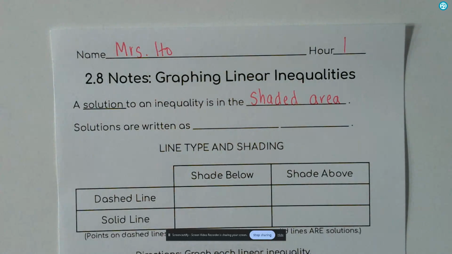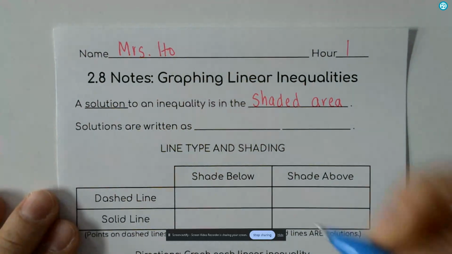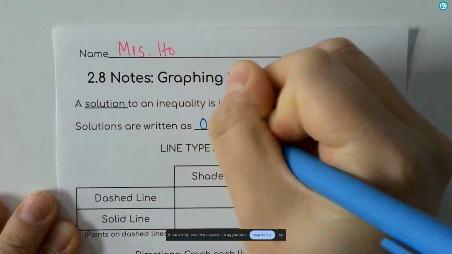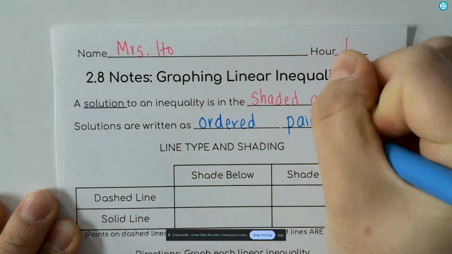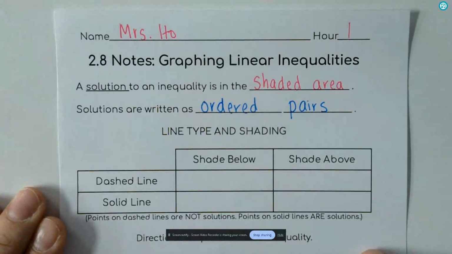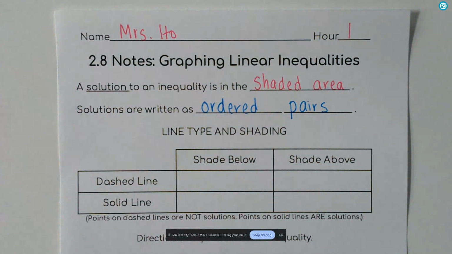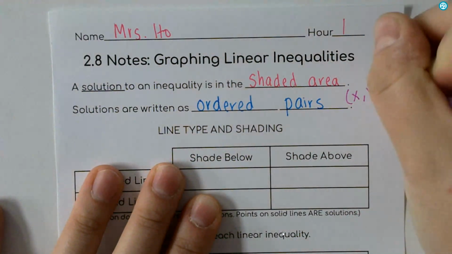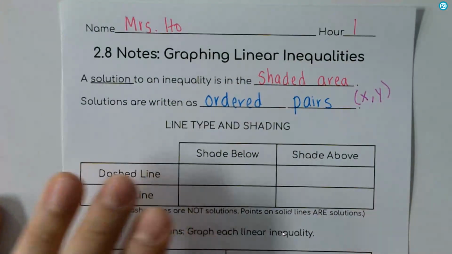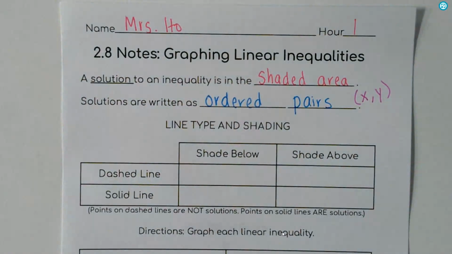Today, our solutions are going to be written as ordered pairs. So if you are asked to find a solution to a linear inequality, you're going to list it as an ordered pair. And if you want to, you might want to put an x comma y here, because some of us are still tripping up on which one comes first.